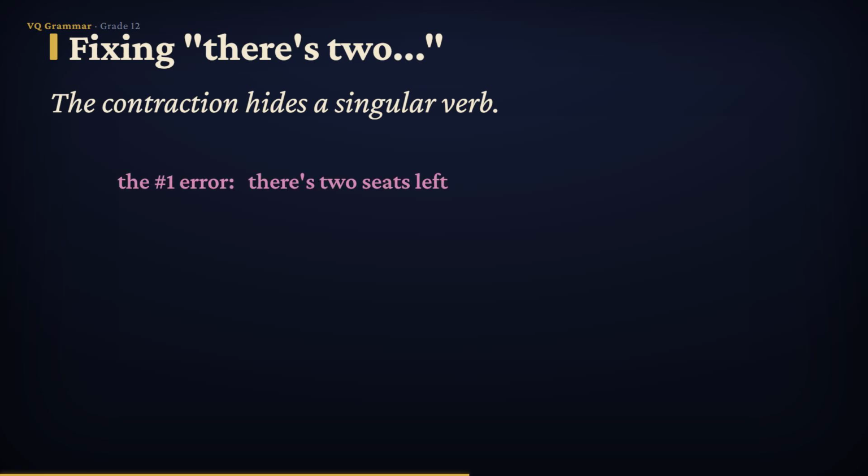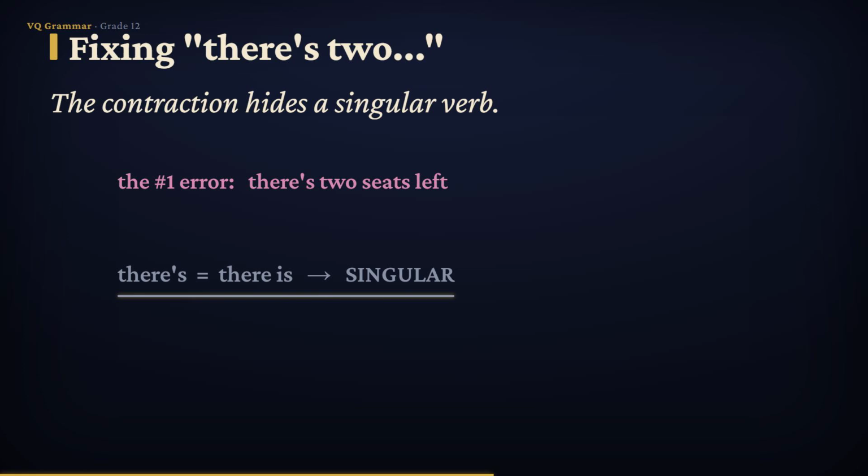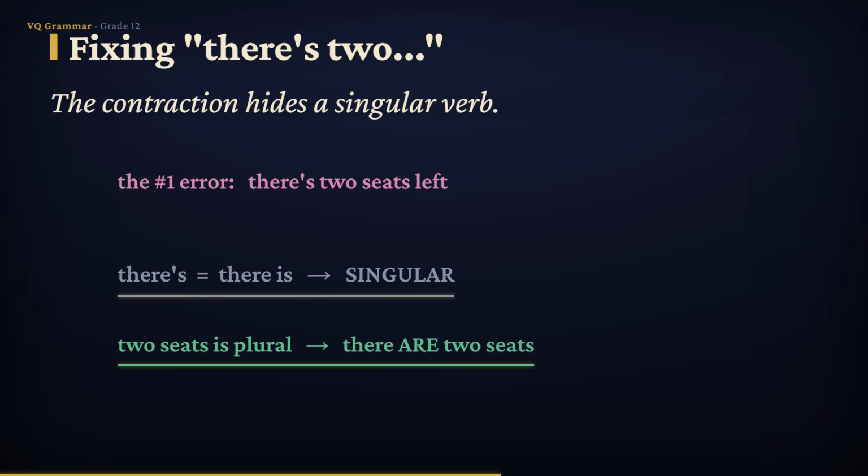People say, there's 2 seats left, or there's a few things to discuss. And it feels natural because there's rolls right off the tongue. But there's is short for there is, and there is singular. The moment the real subject is plural, 2 seats, a few things, you need there are. So there's 2 seats left should be there are 2 seats left, and there's a few things to discuss should be there are a few things to discuss. The contraction hides the verb, which is what makes it such an easy trap.